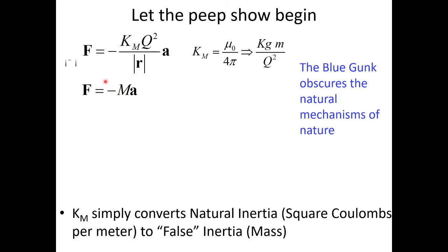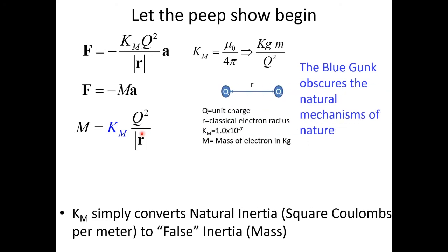And in fact, if we pull m out and look at what it looks like, mass in kilograms can be defined in terms of a constant and two charges separated by a distance. Well, that's pretty amazing. This blue gunk thing shouldn't have been in here right now. We'll explain that in a second. And so if you just take two unit charges separated by the classical electron radius and use 1 times 10 to the minus 7 as Km, you'll come out with the mass of an electron with more digits of precision than they presently have the mass of the electron measured.